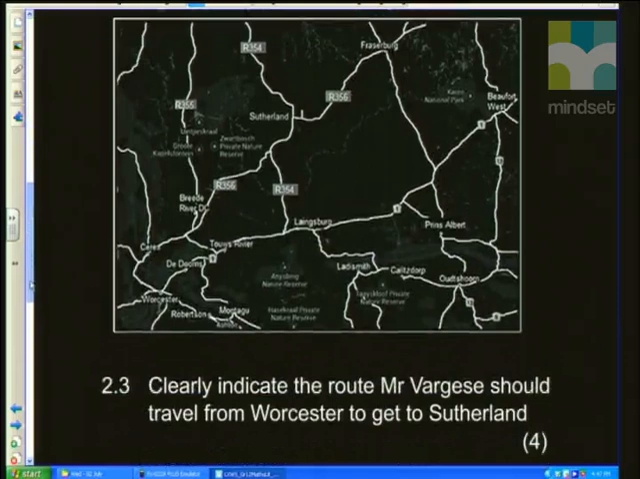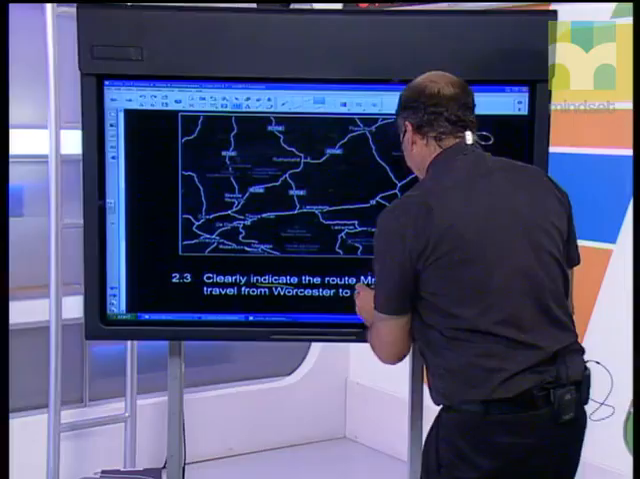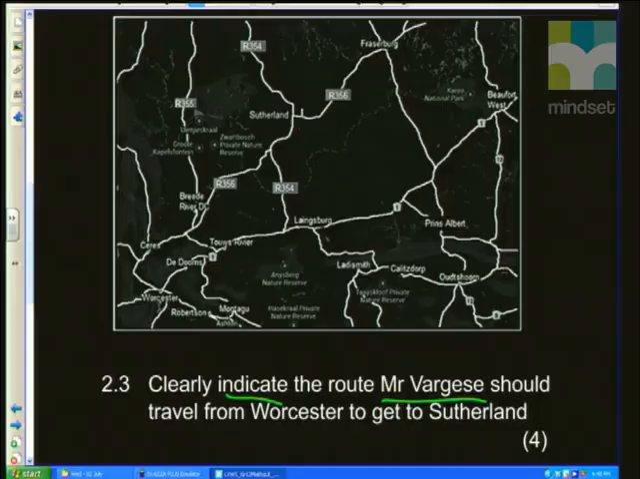We're then given a map, okay? I'm just breaking this down very simply and quite quickly for you, because we want to make sure that we get as much of this question done. It says, clearly indicate the route Mr. Varkies should travel from Worcester to get to Sutherland. So the first problem with one of these is that we need to find Worcester. And there is Worcester there. So what was the first thing that he needed to do?